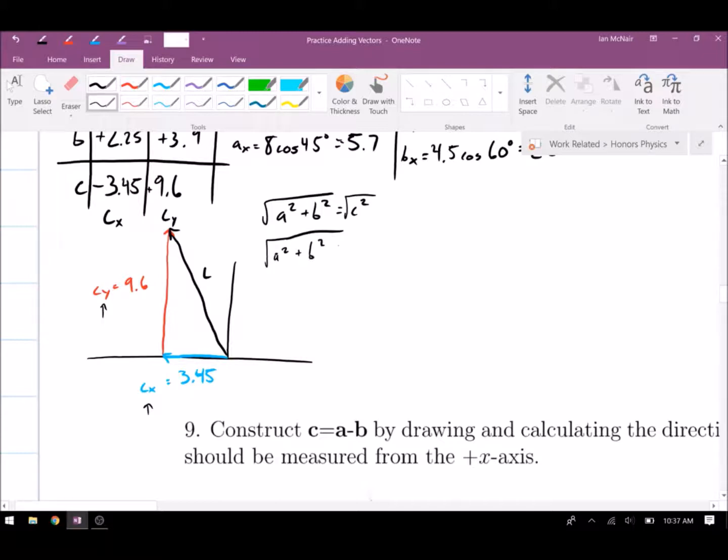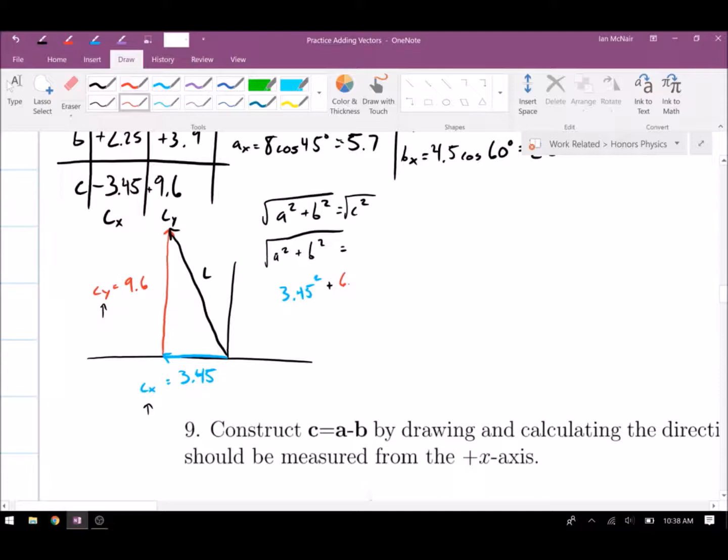Keep in mind, order of operations: you need to square those values first, add them, and then you can square root them. So let's put them in. I have 3.45. Even if I put in negative 3.45 here, you'd still get a positive number, right? So keep that in mind. If I had negative 3.45 squared times negative 3.45 squared, you get a positive number.